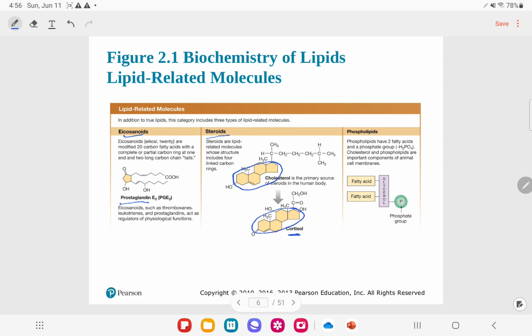And then other lipid-related molecules are going to be phospholipids, right? Phospholipids are going to have two fatty acid chains, right? They're going to have a phosphate group too, okay? And of course, they're going to have this glycerol. So cholesterol and phospholipids are going to be important components of our cell membranes.